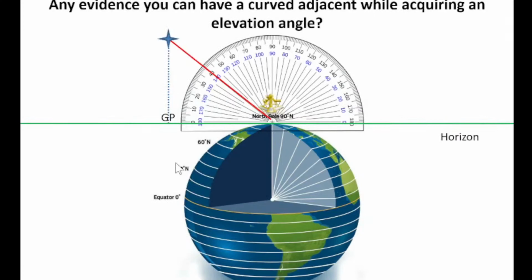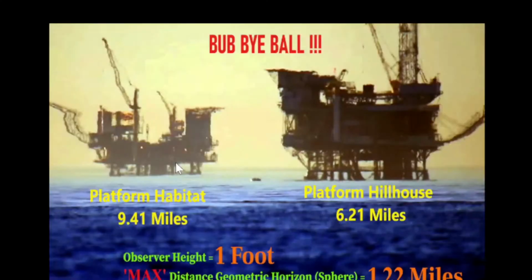Everything, I'll give credit where credit's due. Nathan Oakley said everything below that horizon line is a lie. They first measure it flat. Then they draw pictures to show you that, look, this is where we're getting it from. It's not happening, folks. Any evidence you can have a curved adjacent while acquiring an elevation angle? It's impossible. Next slide.